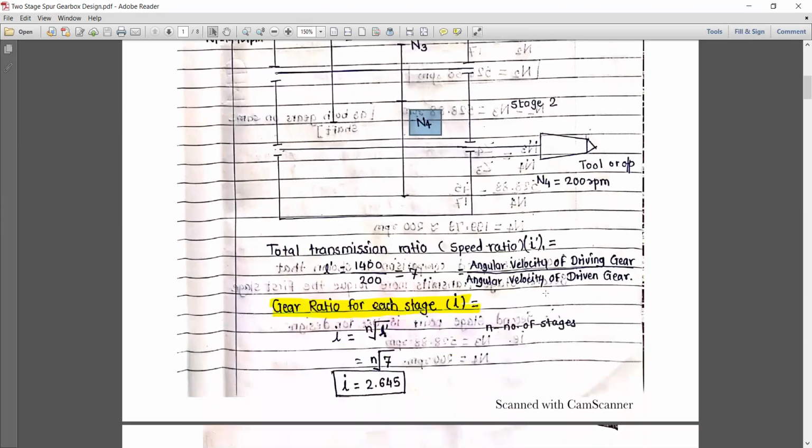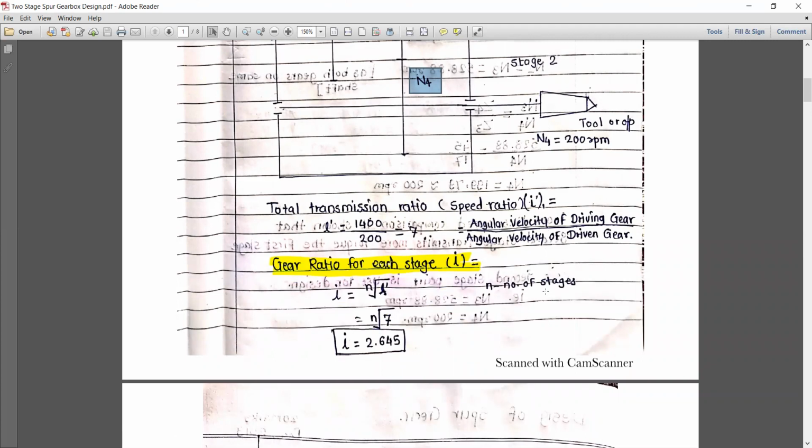Then we need to find the total transmission ratio, input to output. That is called the speed ratio. I have denoted the actual speed ratio with I dash, as previously also we have denoted it with I dash. So 1400 divided by 200, that is the angular velocity of the driving gear (the pinion) divided by the angular velocity of the driven gear. So we get the value of I dash equal to 7.